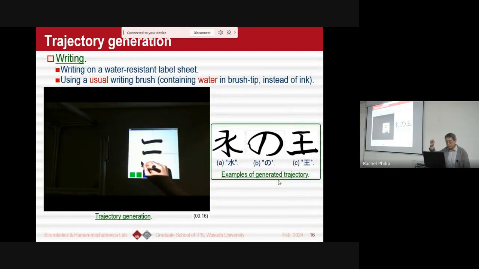Only black is filled in each square. So any writing can be shown like this, with black ink. Completely black squares, black ink is filled in each square. It looks like this. So this is a virtual system. So therefore, writing and erasing is easy to do. Like this.